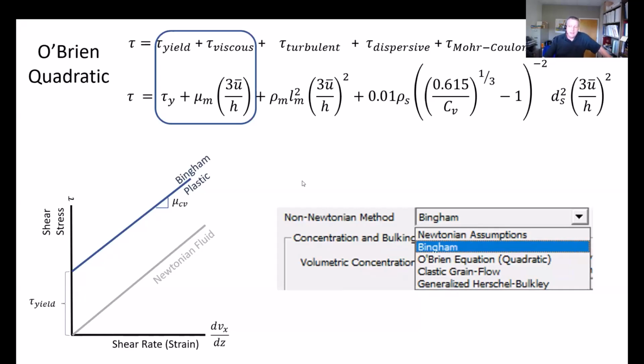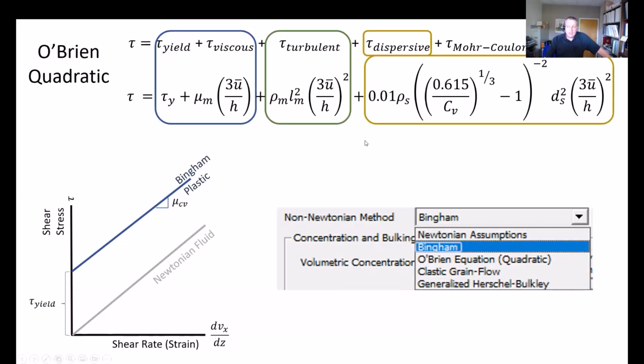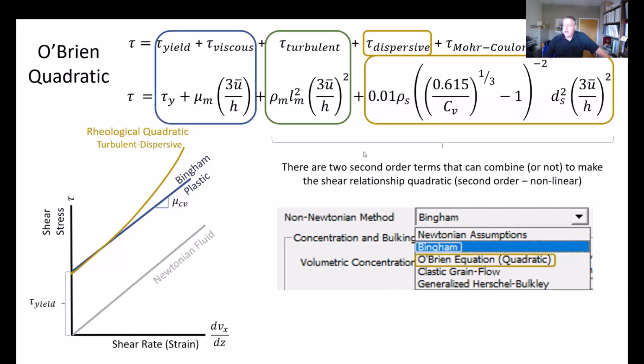O'Brien's equation. And the thing that's elegant about Dr. O'Brien's equation is, yeah, we have these same familiar terms of yield and viscosity, but then you have these other processes that are based on physical parameters, actual physical processes. And so this becomes a quadratic equation, and we use this whenever we feel like you need that quadratic term when you're shear thickening. And then we also have clastic grain flow equations.